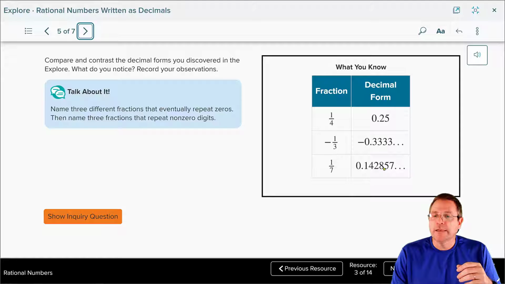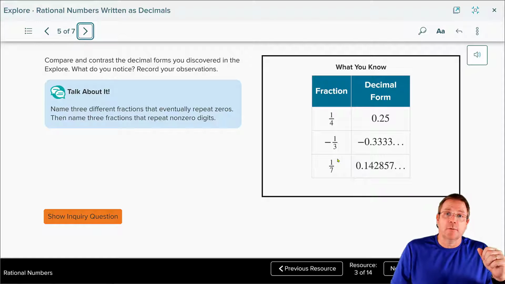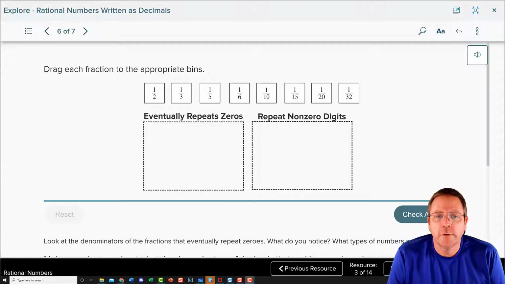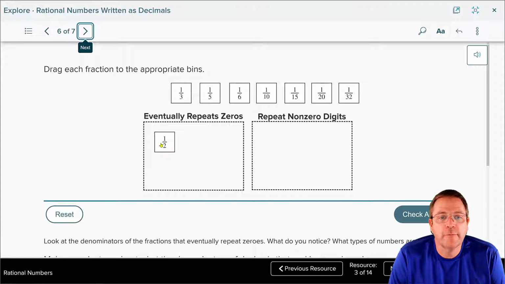And finally, if it has a repeating pattern in it, like we saw in this one, it's going to be a rational number. Any of these we knew going in, though, would be a rational number because they were all written as a fraction. If you can write it as a fraction, it is a rational number. Now the textbook wants us to identify these fractions as repeating zeros or non-zero digits. So 1/2 becomes 0.5, also known as 0.50000, and so on. 1/3, that becomes 0.33333, that's going to be that one.